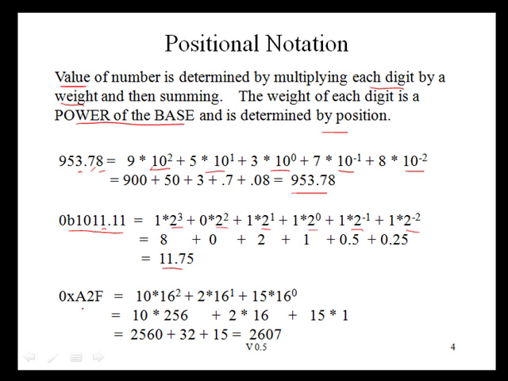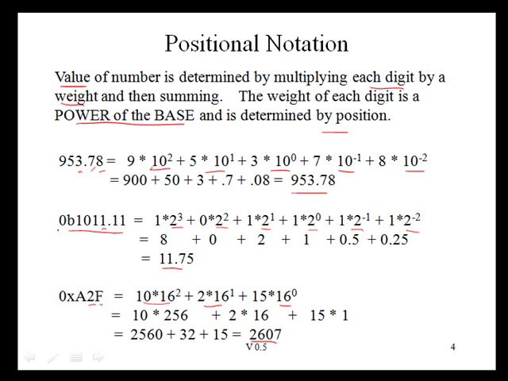Let's do the same thing for a hex. In this case, if we start with the rightmost digit, 15, and start working our way to the left, we'll have 15 times 16 to the 0, plus this digit 2 times 16 to the first, plus this digit 10 times 16 squared. We sum all that together and we get the decimal number 2607.